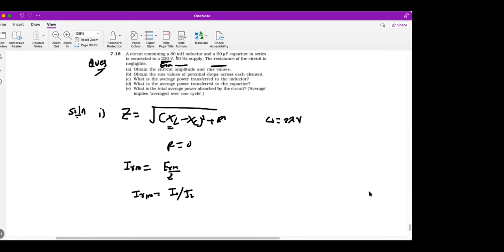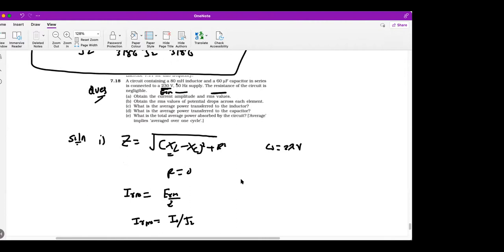Amalia, in the first part, this is the impedance that you have calculated. Yes, sir. But in the first part, I need current amplitude and current RMS value. Okay, divide this EMF by the impedance that you have calculated. Is it current or impedance?